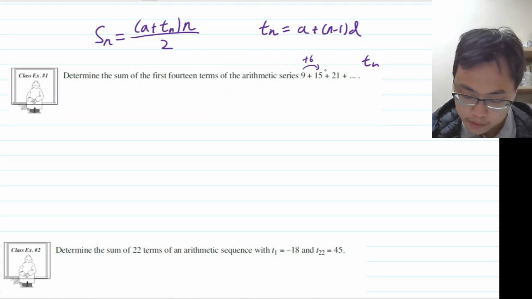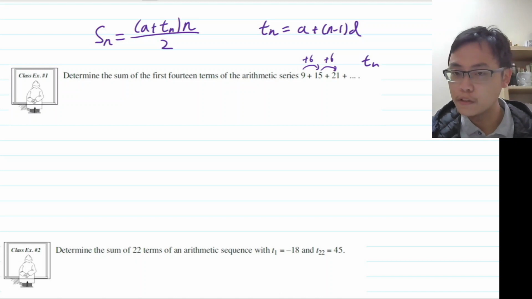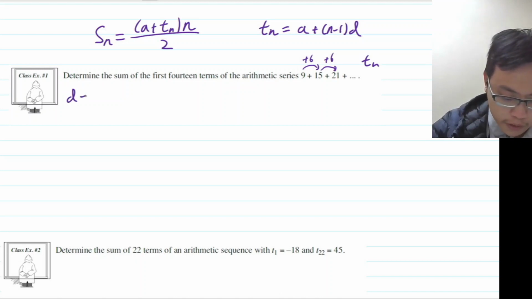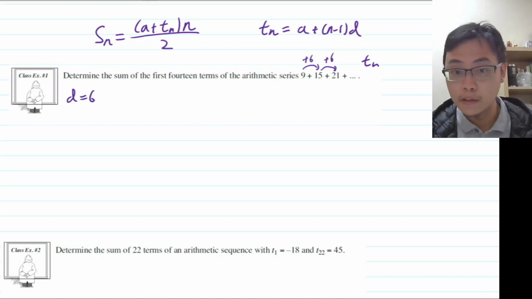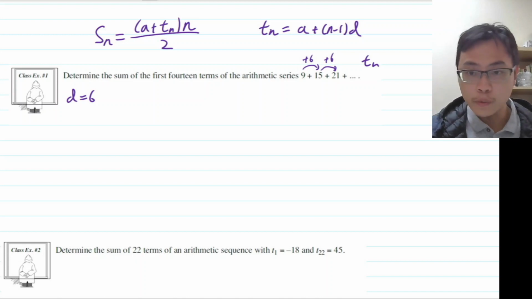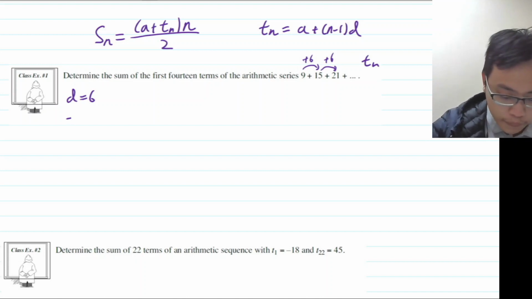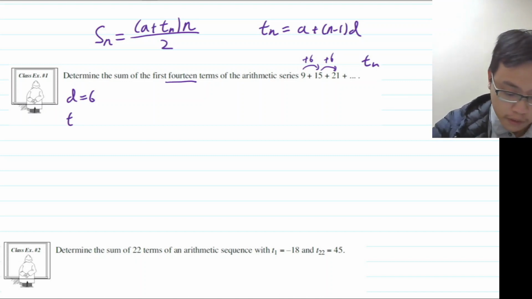This is plus 6 and this is plus 6. So the common difference here is 6. I'm just going to write it down over here: d equals 6. It makes life a little bit easier for me. And now we can find out what Tn is. It says the first 14, so we're looking for T14.